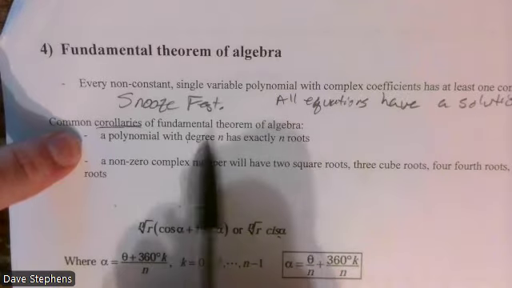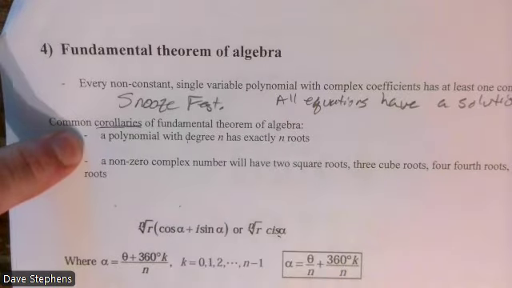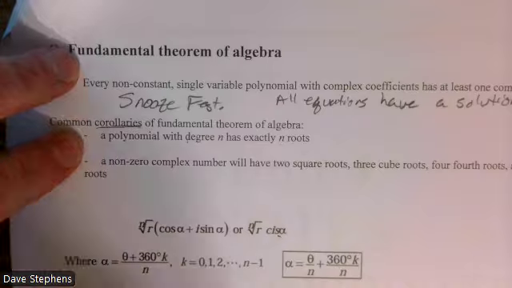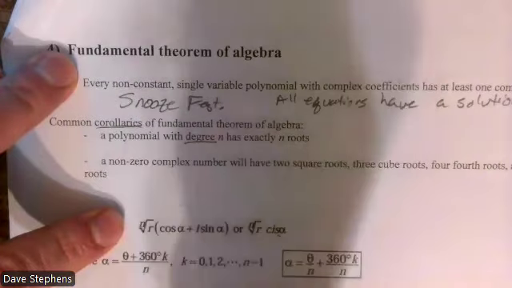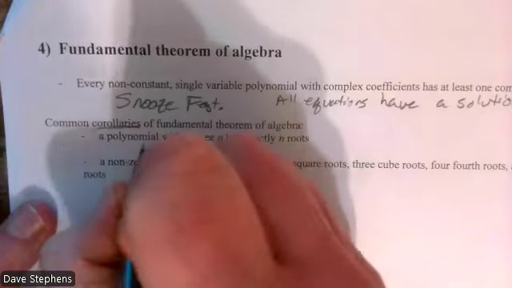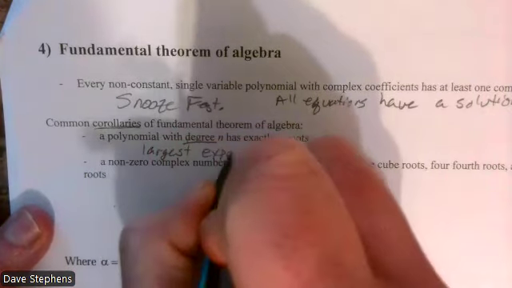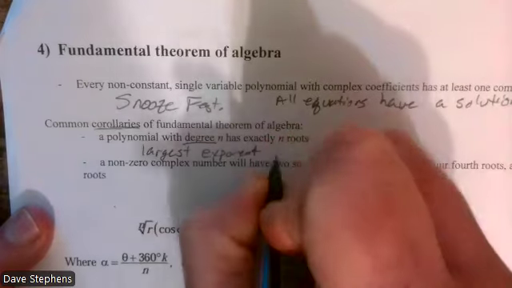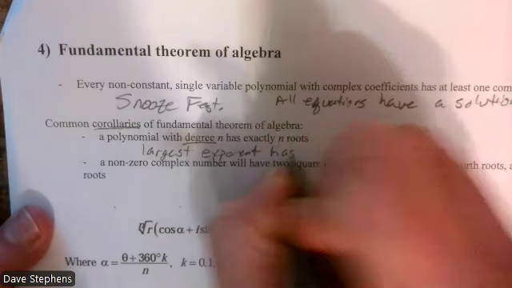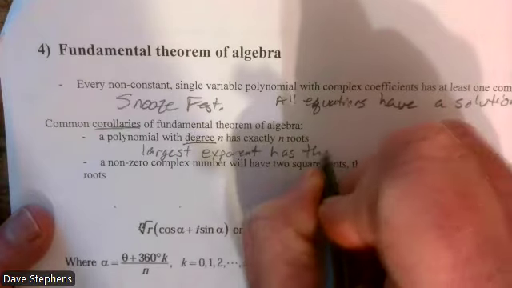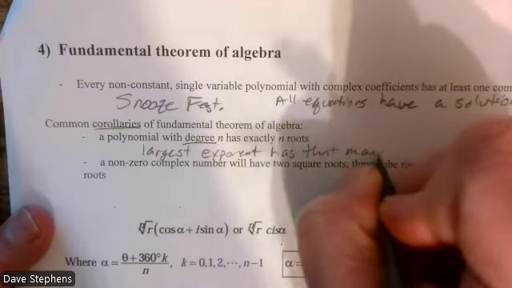So a polynomial with degree n has exactly n roots. Okay, so degree, largest exponent. So we can say the largest exponent has that many solutions.